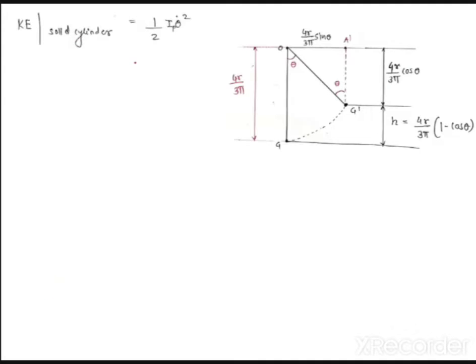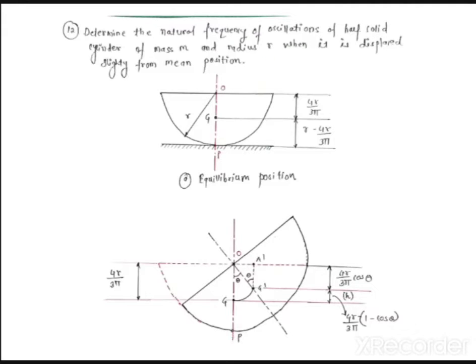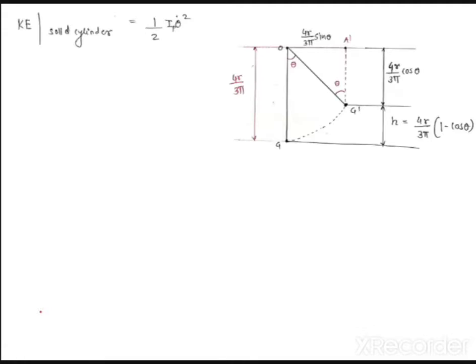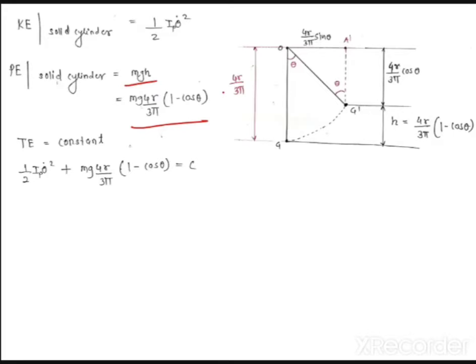So what is the kinetic energy of a solid cylinder? Half Ip into theta dot square. Ip, because at this point P it is changing from P to P dash, so first of all I have to find out the Ip. That is why the kinetic energy of the solid cylinder is half Ip into theta dot square. And what is potential energy? mgh, and h is 4r upon 3 pi into 1 minus cos theta. Is it clear? Then what is the next step? Total energy is equal to constant.